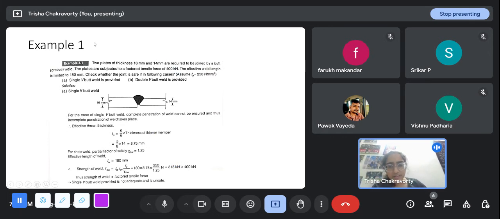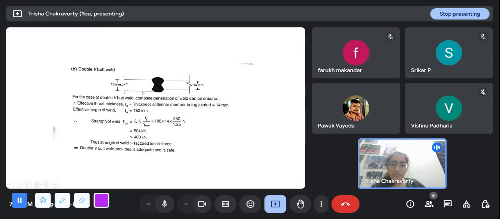What do we have to check? If we have to check whether the joint is safe or not, we have to see whether the strength of the weld is greater than the factored force. But here the force expected to come is 400 kilonewton, but we are only able to generate 315 kilonewton. So this is not adequate. We have to increase something. Either we have to ensure complete penetration, or we have to increase the effective weld length.